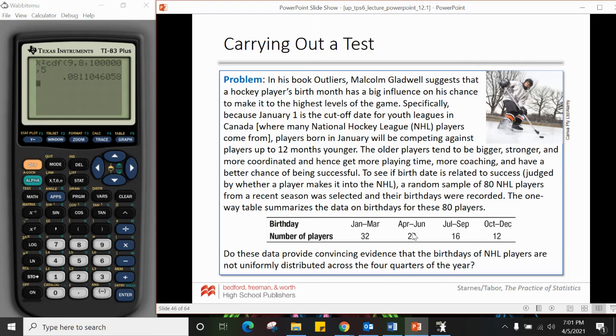To see if birth date is related to success, judged by whether a player makes it to the NHL, a random sample of 80 NHL players from a recent season were selected, and the birth dates were recorded. The one-way table summarizes the data on birthdays from these 80 players. So they broke it up into 4 categories: January to March, April to June, July to September, October to December. Do these data provide convincing evidence that the birthdays of NHL players are not uniformly distributed across the four quarters of the year?